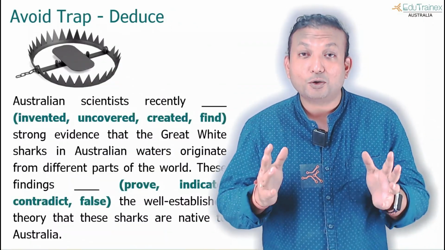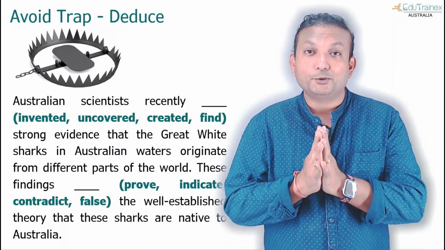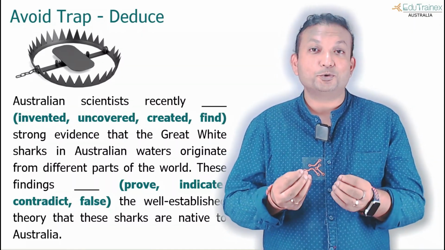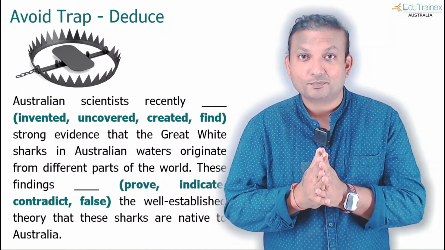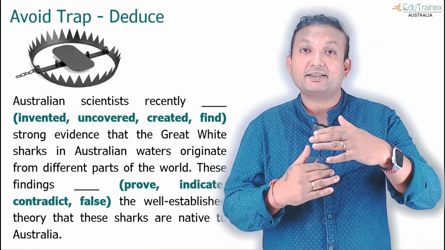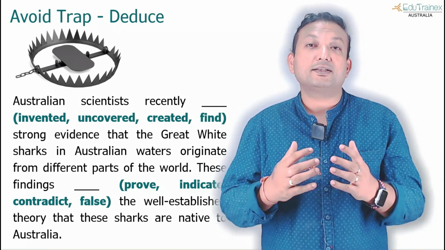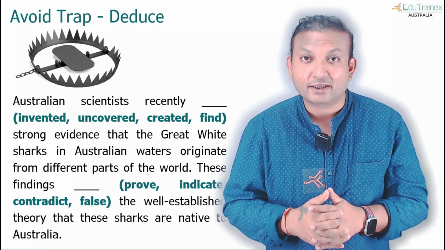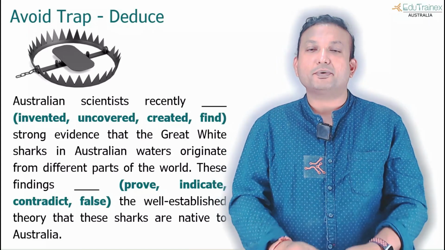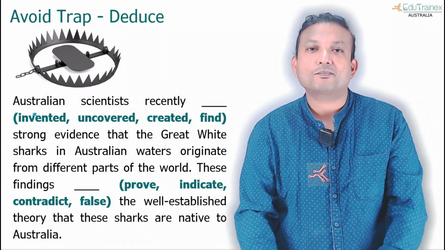The next point is how to avoid the trap. Again, you have to deduce the answers. Use the hints and the clues provided. Because if you don't read the sentences above and below the blank, you will not be able to select the correct answer. See this example and you will understand what I am trying to say.